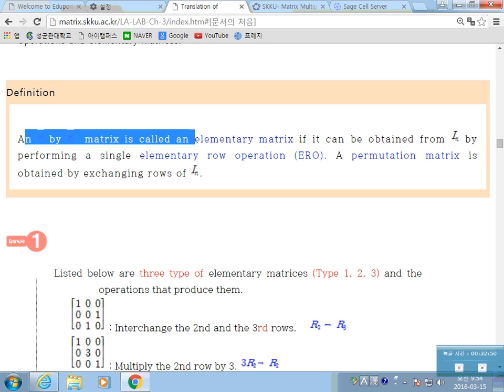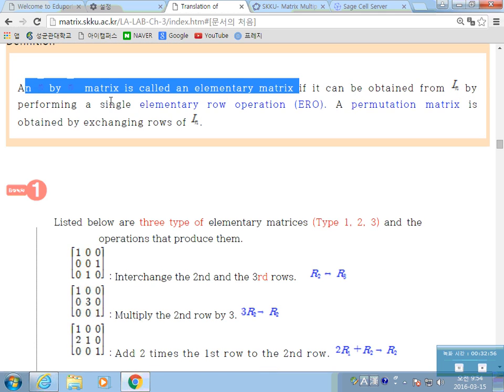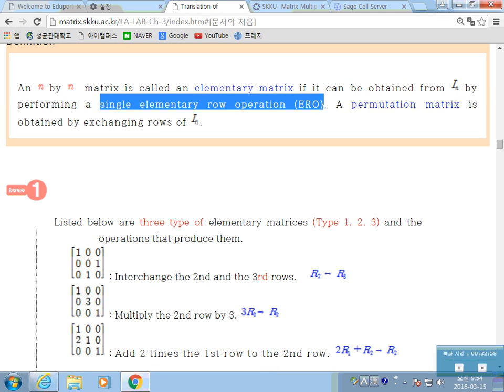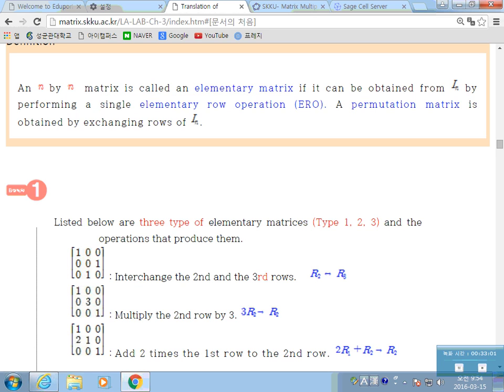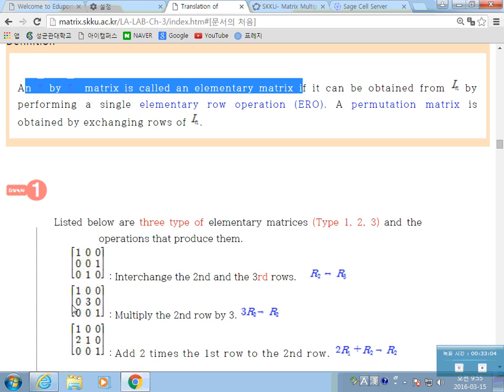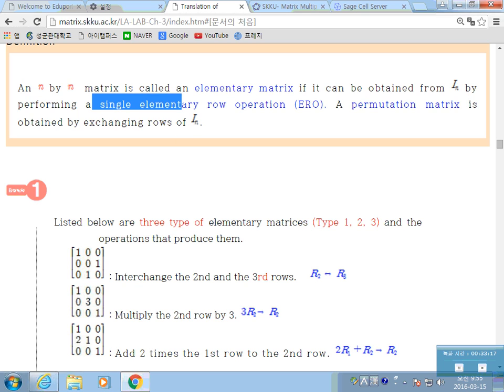An n by n matrix is called an elementary matrix if it can be obtained from the identity by performing a single elementary row operation, ERO. We have the identity matrix, and we take one elementary row operation, so one change is made. We call that matrix an elementary matrix. Only one single elementary operation, not two or three. That's an example of an elementary matrix.